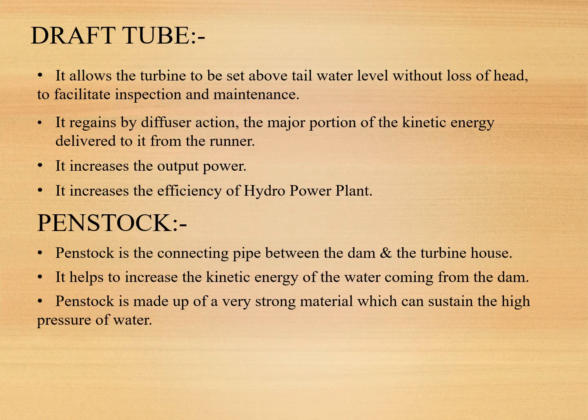The purpose of the draft tube is that it allows the turbine to be set above tail water level without loss of any head, to facilitate inspection and maintenance. It increases the output power, as a major portion of the kinetic energy is delivered from the runner, and it also increases the efficiency of the power plant. And the important one is the penstock. The penstock is the connecting pipe between the dam and the turbine house.